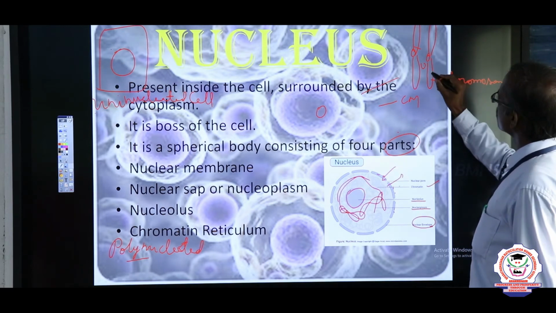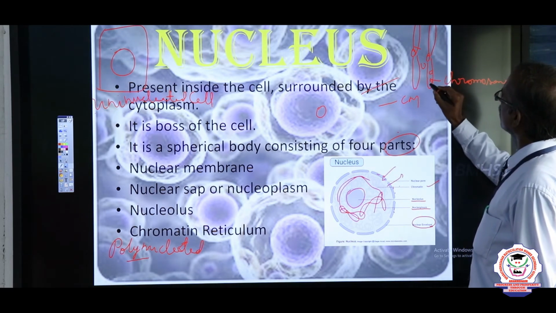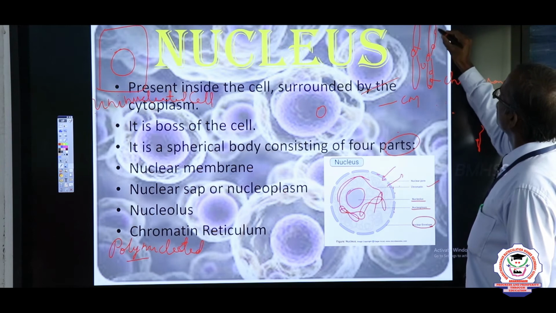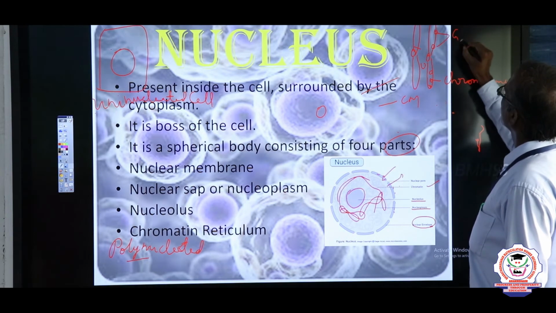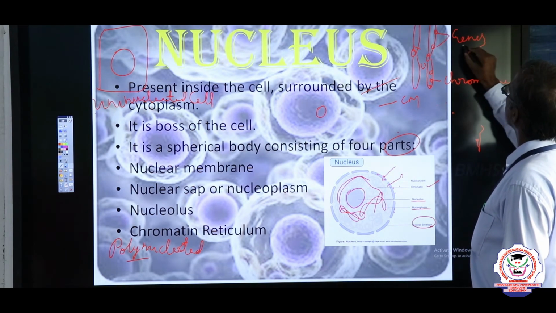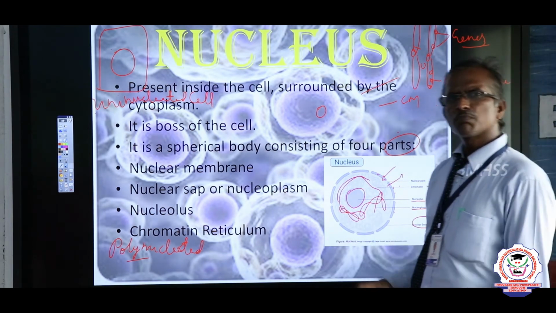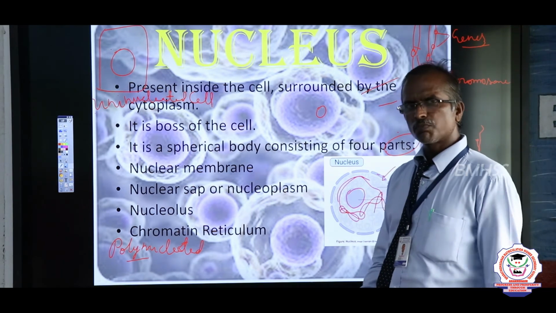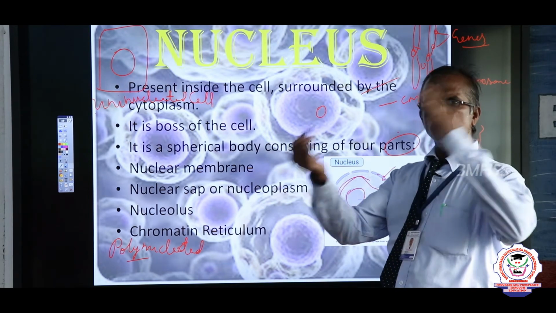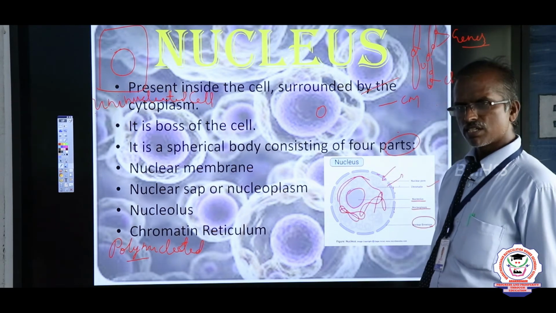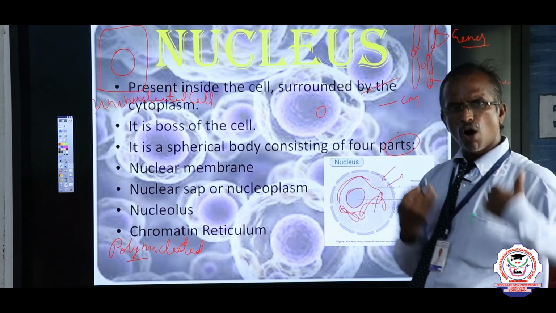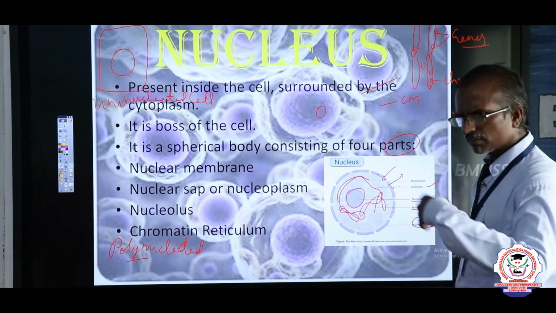These chromosomes carry minute bead-like structures known as genes. These genes play a very important role in transmitting the hereditary characters from one generation to another generation, that is, from parents to offspring.